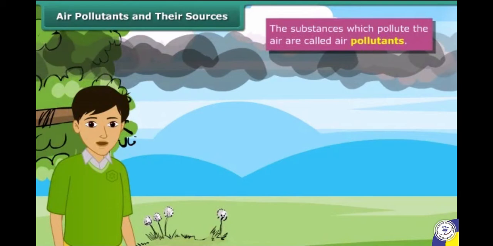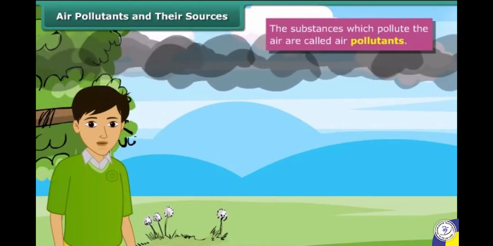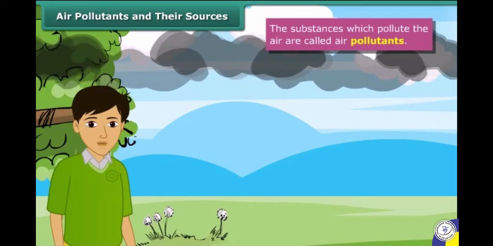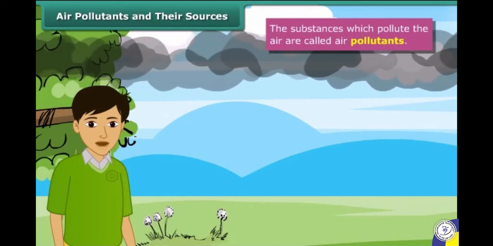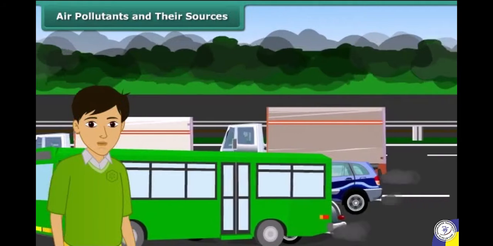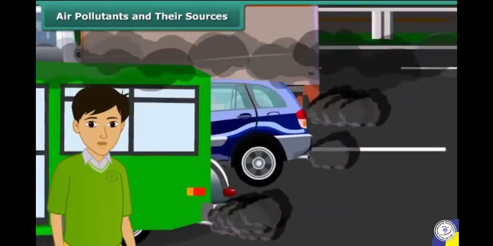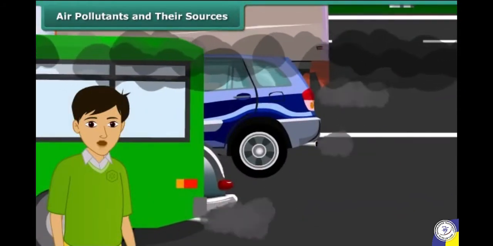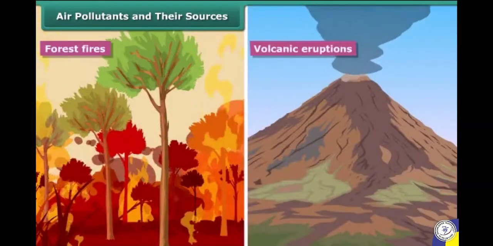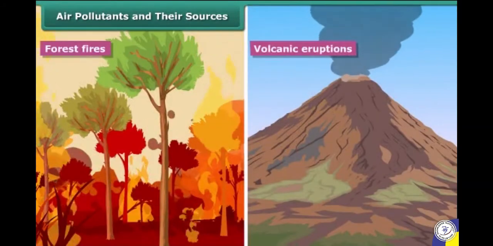Which substances pollute air? The toxic gases like carbon dioxide, sulfur dioxide, nitrogen dioxide, and carbon monoxide. These are often released by the engines of vehicles like trucks and buses. Sometimes they may come from natural sources like smoke and dust arising from forest fires or volcanic eruptions.